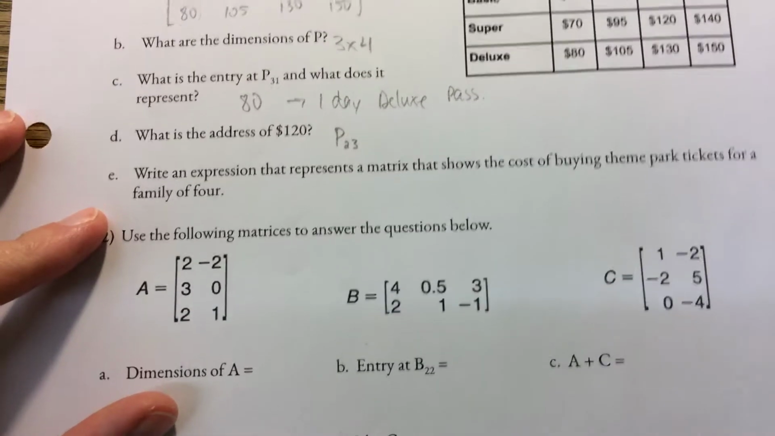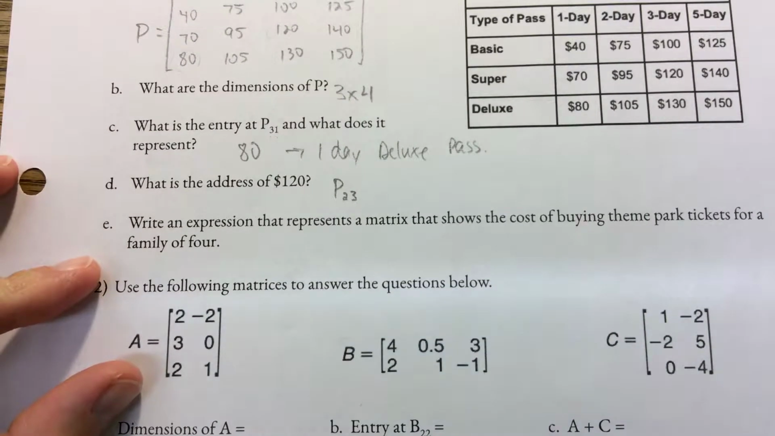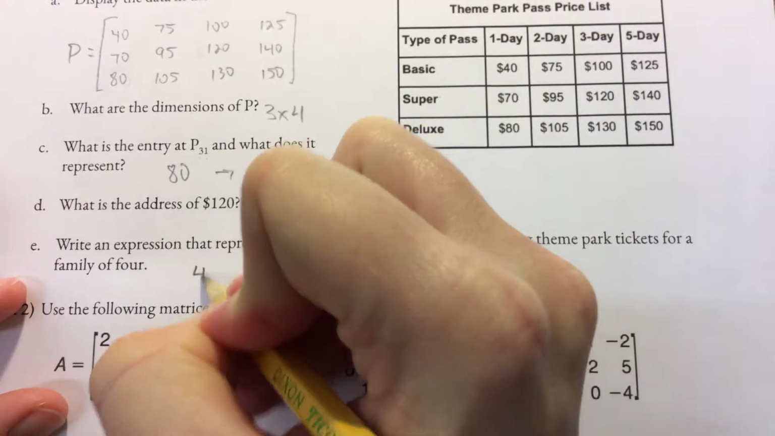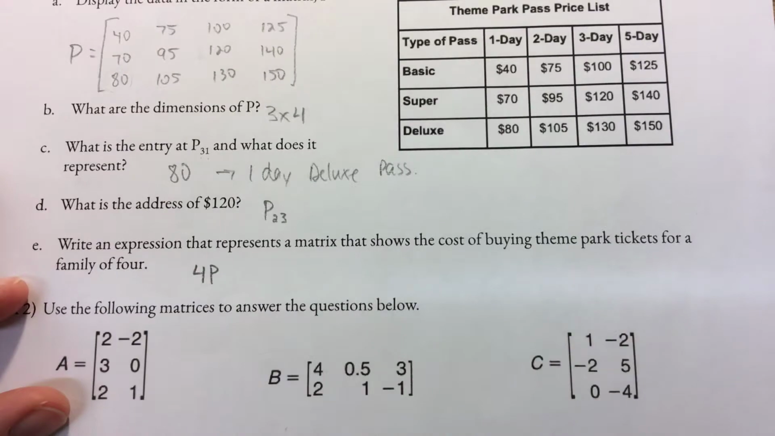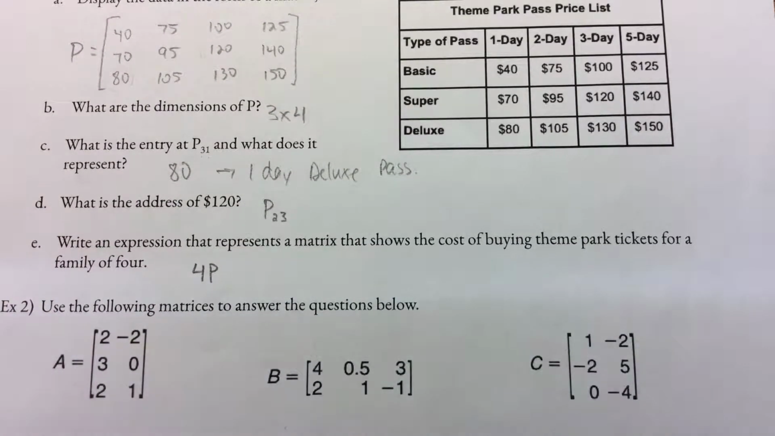And part E, write an expression that represents a matrix that shows the cost of buying theme park tickets for a family of 4. So if your whole family is going, all of these prices would be multiplied by 4. So that's when a scalar comes into play. I would say 4 times P. So that would take this 4 and it would distribute it out to everything in there. And then it would give me the cost for my whole family.